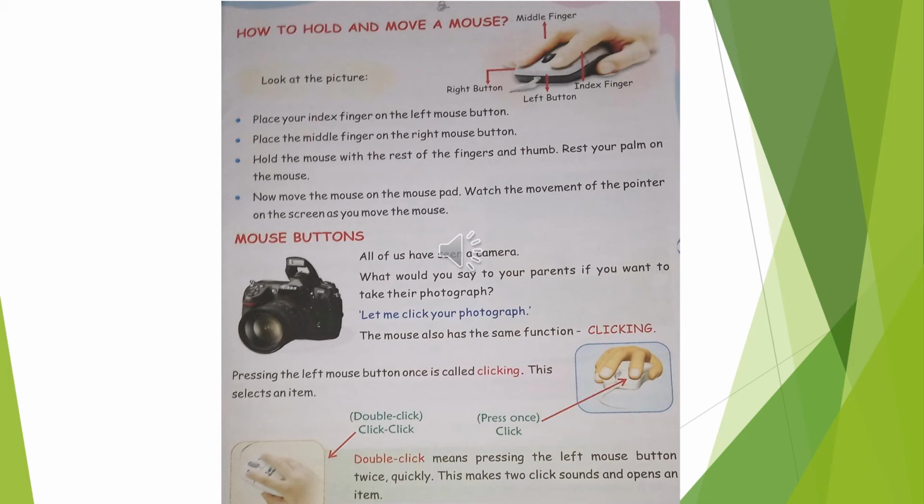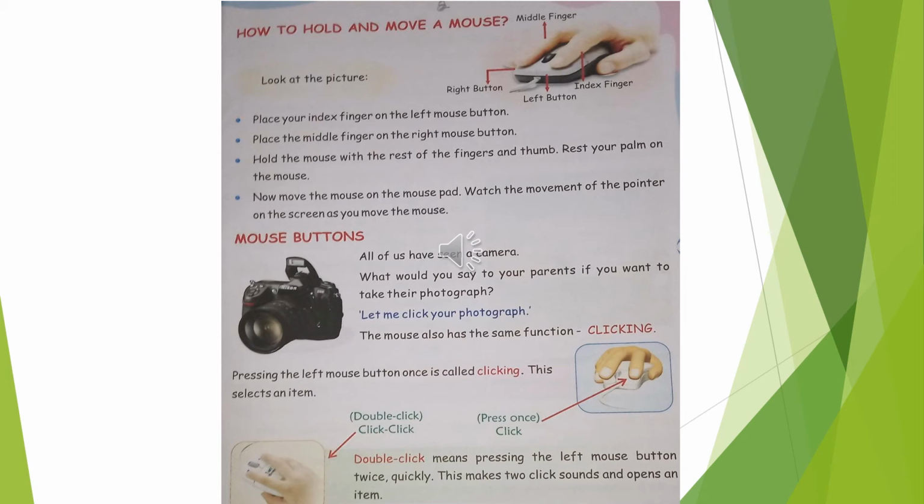Okay. Pressing the left mouse button once is called clicking. Then we will click the left mouse button once. Okay. It is called clicking. This selects an item. Wherever we click, the item will be selected. Okay. See in the figure, it is showing press once, click and double click. Clear? What is double click?